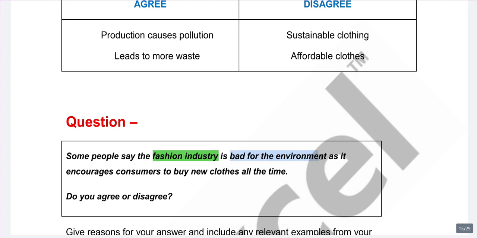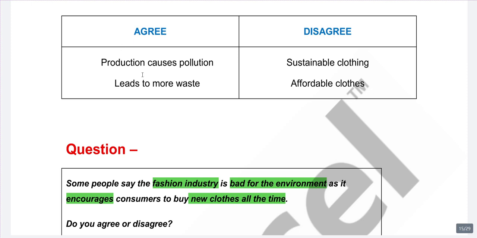bad for the environment. Why? Because this particular industry encourages consumers to buy clothes all the time, during every change of season, or during festivals, or every occasion. They are trying to lure the consumers into buying new clothes by different tactics, by marketing, something like that. But that's not the question how they do so. The question is, do we agree or disagree?